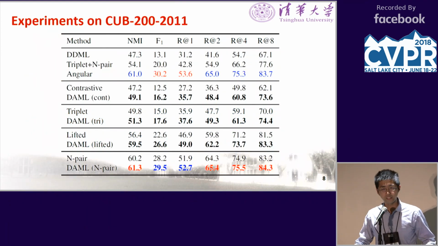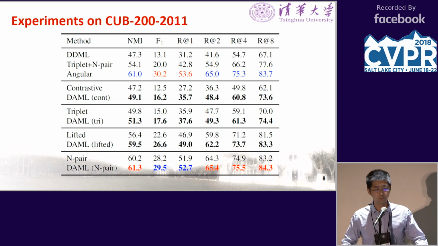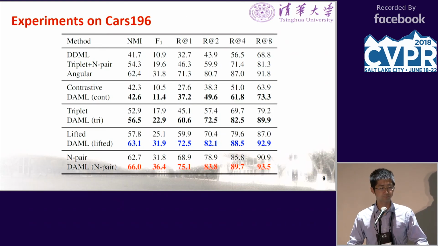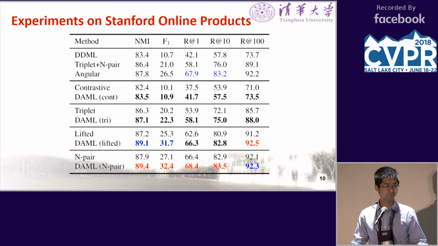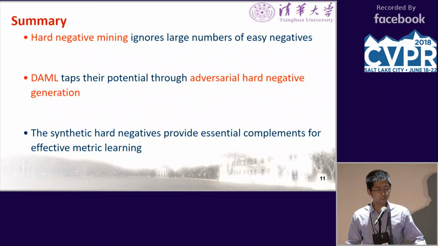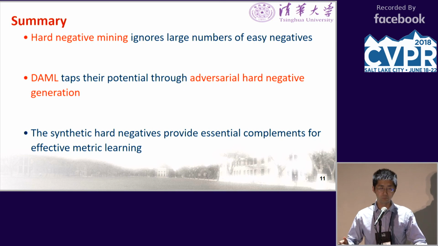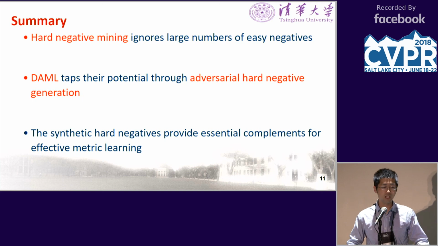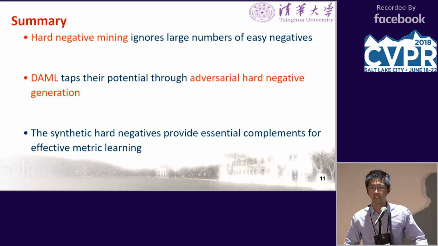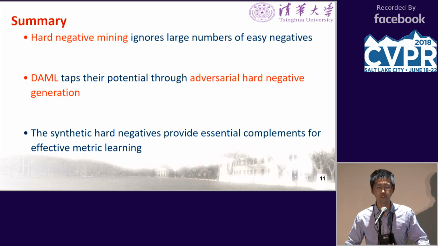We observed that we can successfully boost the performance of conventional contrastive loss and triplet loss, as well as the more recent lifted loss and npair loss on all the 3 datasets. In conclusion, hard negative mining ignores large numbers of easy negatives, but we tap their potential through adversarial hard negative generation, and they provide essential complements for training. Thanks for your attention, and please stand by our poster for more details.